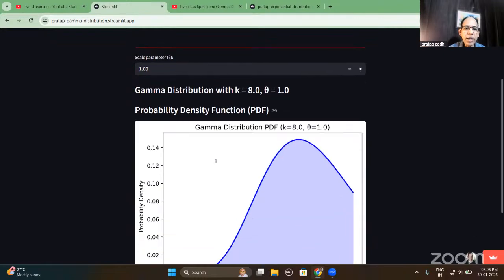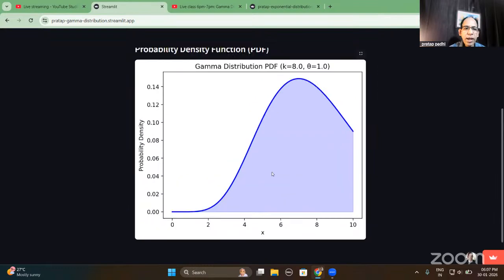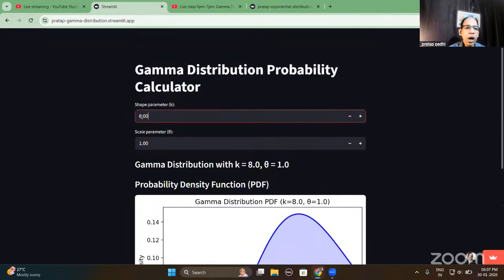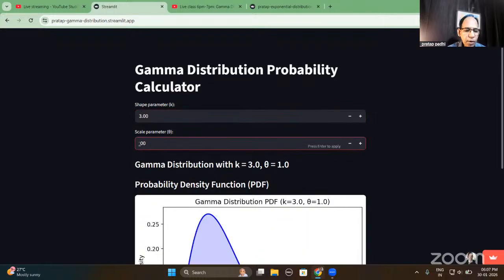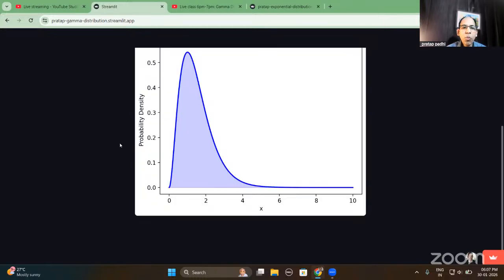But importantly, you can always draw this graph. And how the graph changes: now I will keep it 3 and then I will change it to 5. You see how this graph changes, like 0.5. The more parameters you have in statistics, the more flexibility.